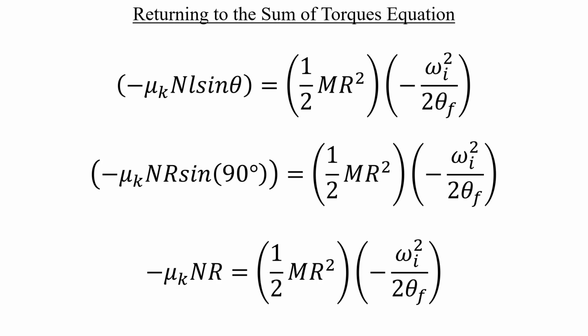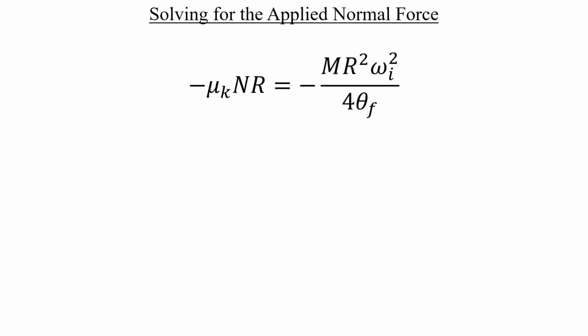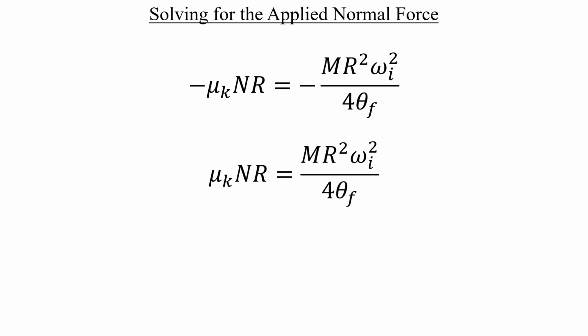Next, let's remove the parentheses from everything over on the right and sandwich all those variables into a single ratio, kind of like this. The negatives on both sides can be canceled out, and if we divide both sides by r, as well as mu sub k, well, now we've finally isolated the normal force, and we are at the finish line.